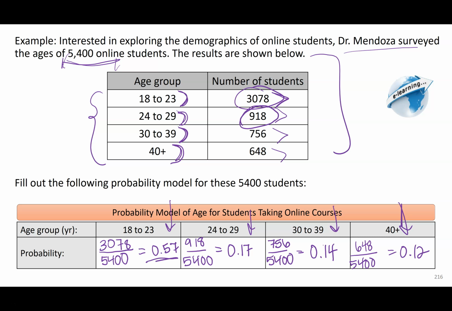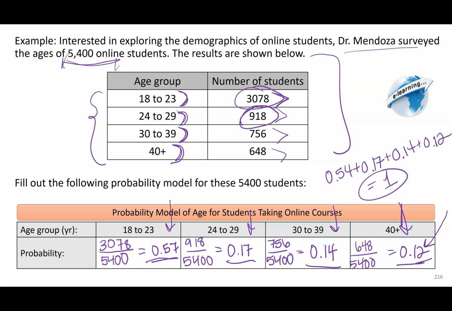And check it out. If I add these four numbers together, 0.54 plus 0.17 plus 0.14 plus 0.12, I should get 1. Note, it's not a legitimate probability model if it doesn't add to 1. It should add to 1. Every once in a while, because of rounding, it's a little funky. But this is nice and friendly. I actually didn't round any of these numbers, so it should be okay.